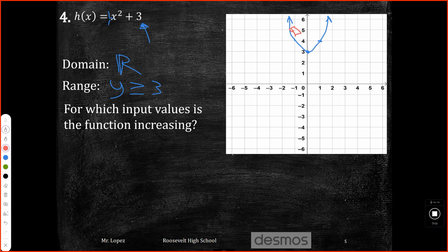Right here is going down. We want it where it's going up. So that's going to be for input values x greater than or equal to 0.